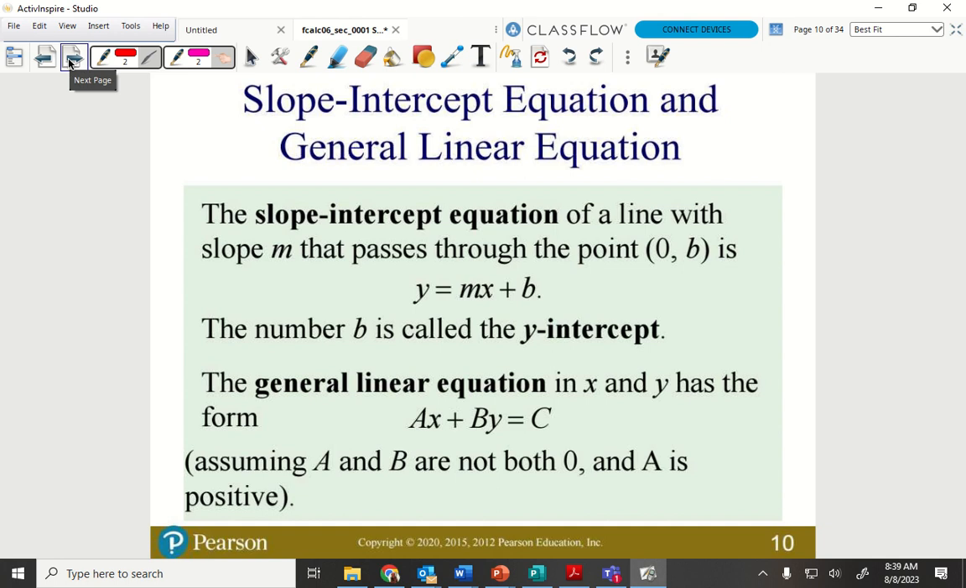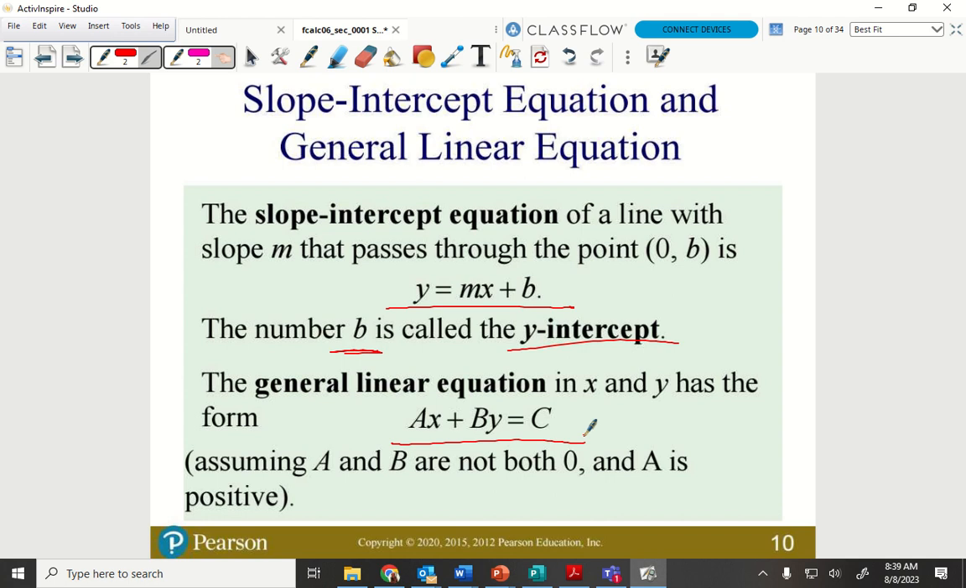Slope-intercept equation and general linear equation. So here's my slope-intercept. We talked about this a little bit already. y equals mx plus b. b is the y-intercept. The general equation is here. This is my ax plus by equals c. Whenever it's in that form, this is also referred to as standard form. A and b are not both 0, and a is positive.